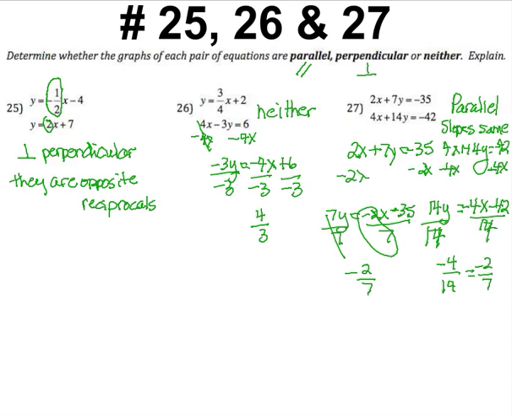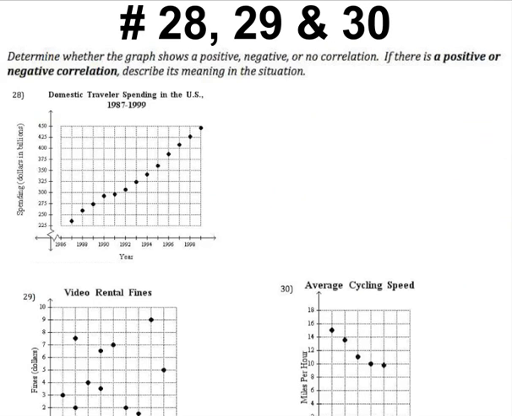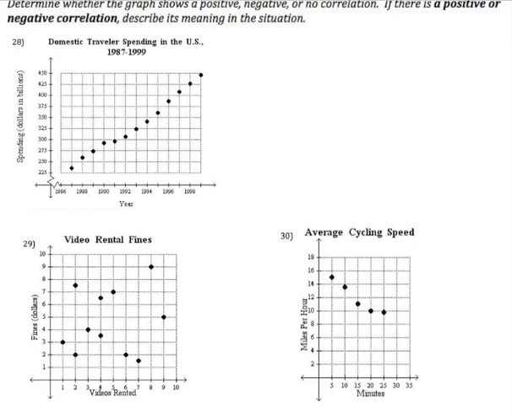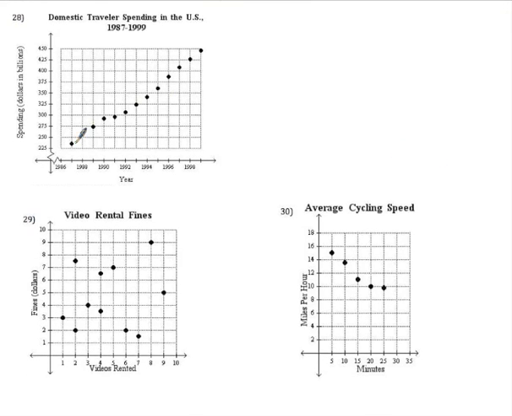Okay. And then we're on to our second to last group. This is that positive, negative, or no correlation, and describe the situation. I think most of you got this pretty easily. If I look at 28, I see a positive slope as I'm going up kind of with my line. They don't all connect perfectly, but that is a positive correlation. And you have to explain it too.